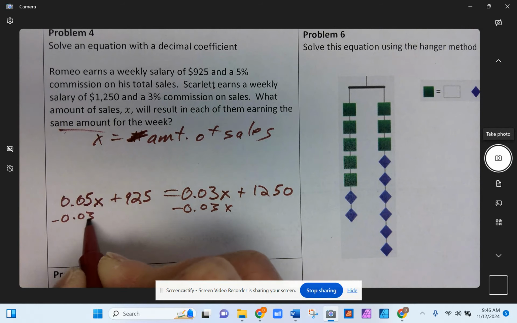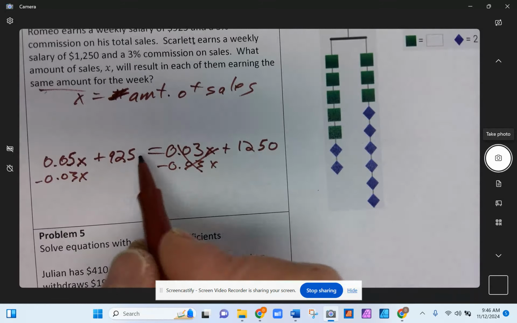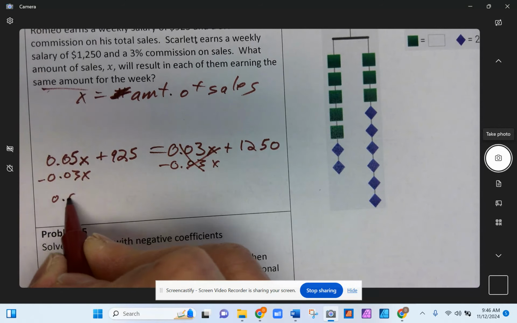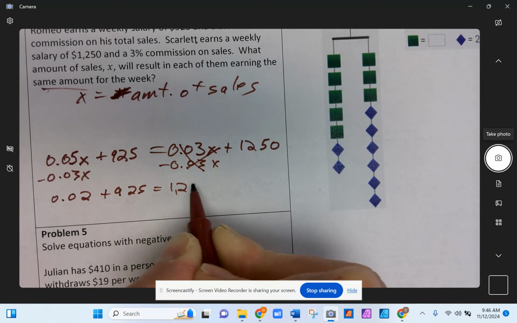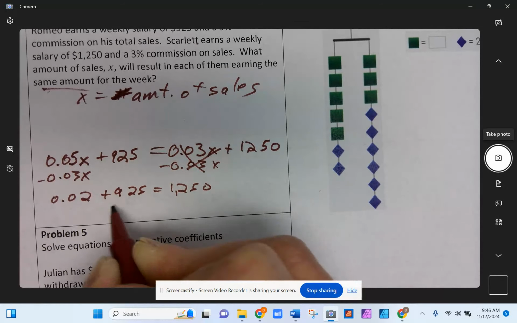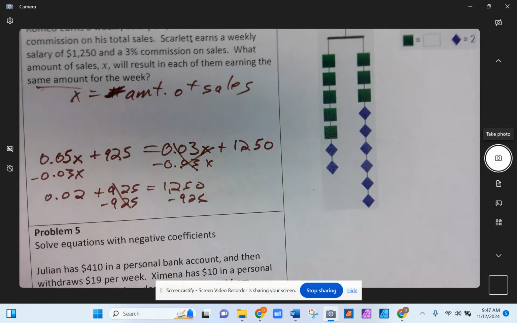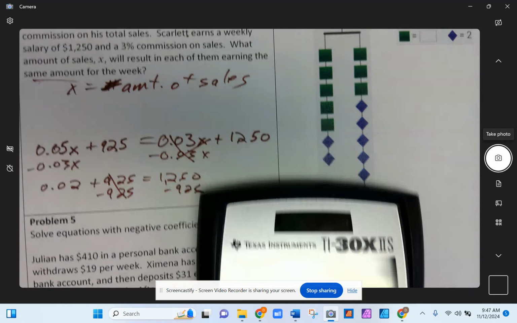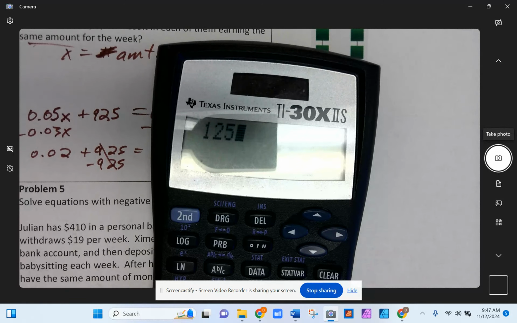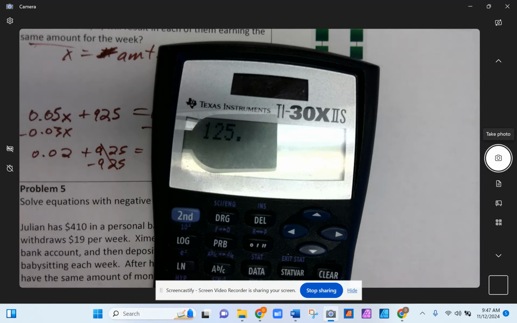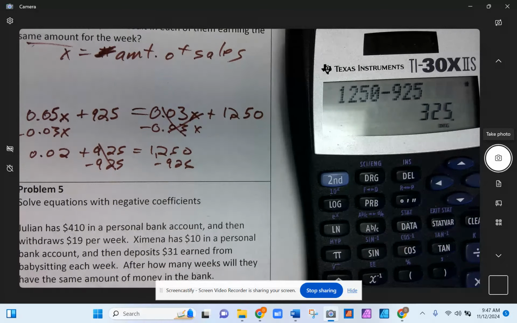So I take it away from this side. I'm going to combine like terms. I do not combine it with that 9.25 because this doesn't have an x. So this is 0.02x plus 9.25 equals 12.50. Okay, I subtract that 9.25 over here. Cancels, and I'm just going to pull out a calculator for the next part of it. 12.50 minus 9.25 gets us to 3.25.